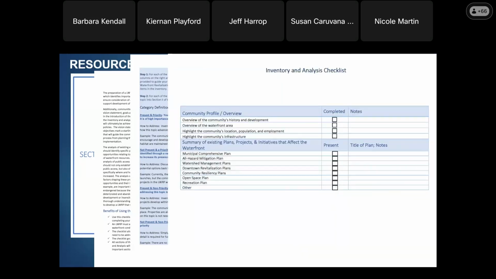So this is one of the pages of the checklist that has a sample of different criteria that are included in the inventory analysis, such as the community profile and overview, and the summary of existing plans, projects, and initiatives that affect the waterfront. So in this case, you would again check to see if these are completed. And for existing plans, you would indicate if they're present and just provide some notes.